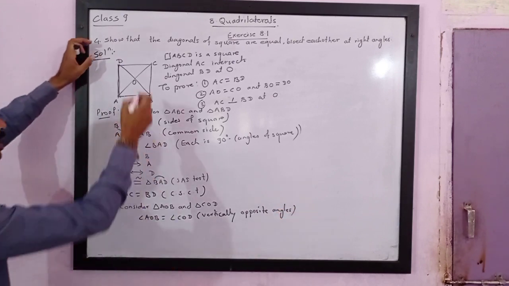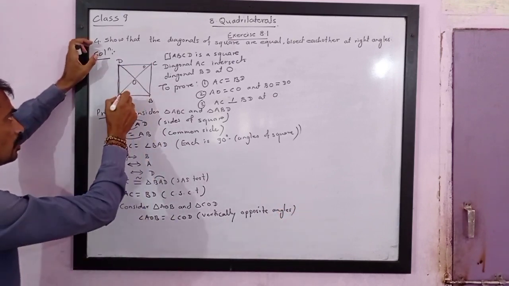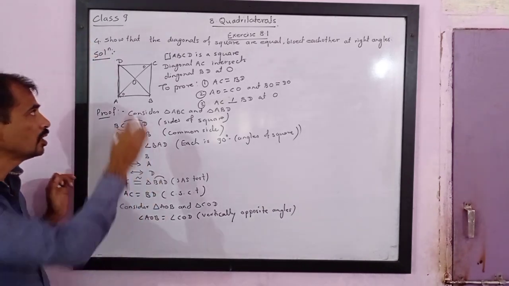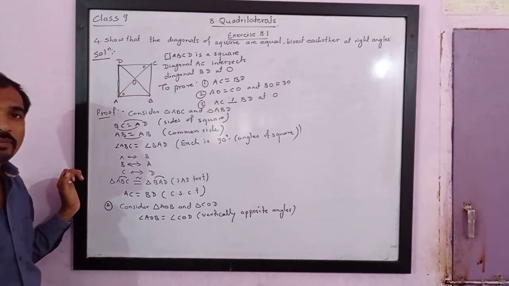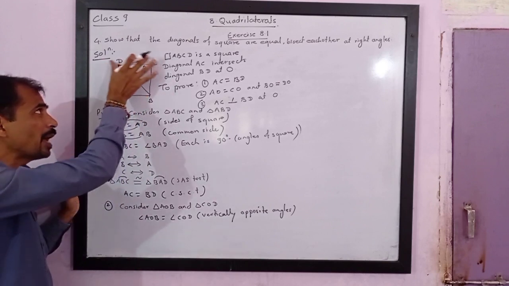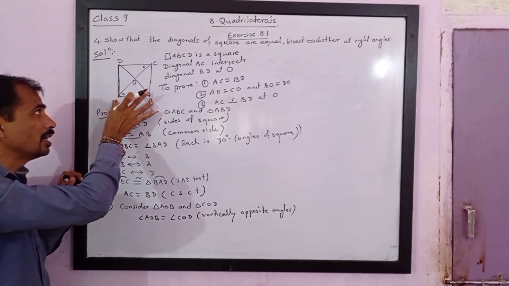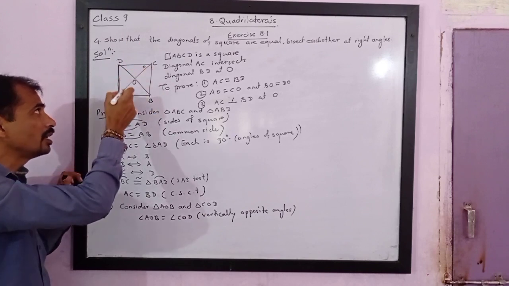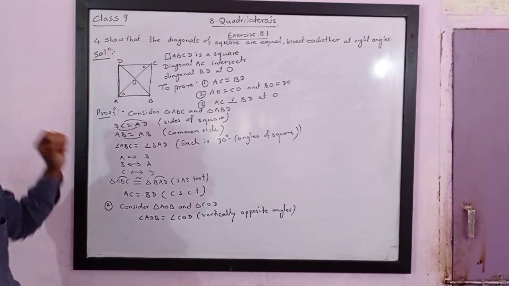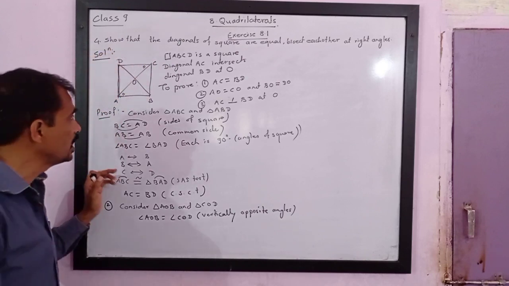Now see, this angle is also equal. The reason is every square is a parallelogram, and if it is a parallelogram, it means these two sides are parallel, and it means that these are alternate angles. So alternate angles formed by parallel lines and a transversal are congruent.